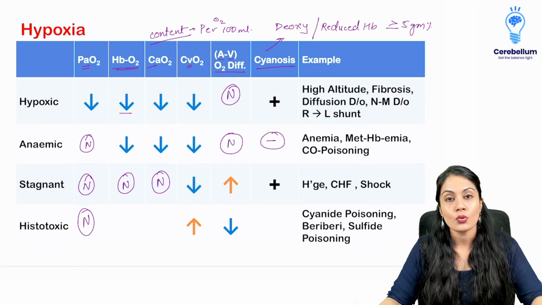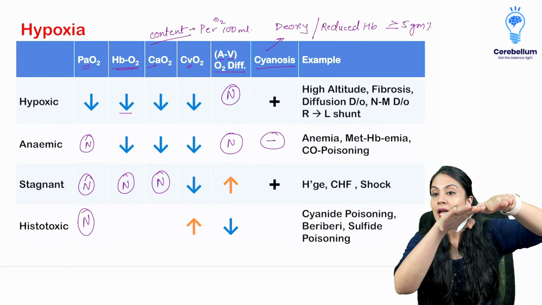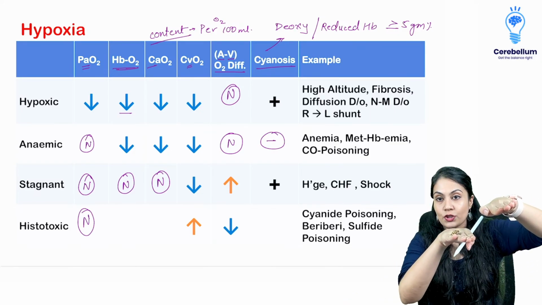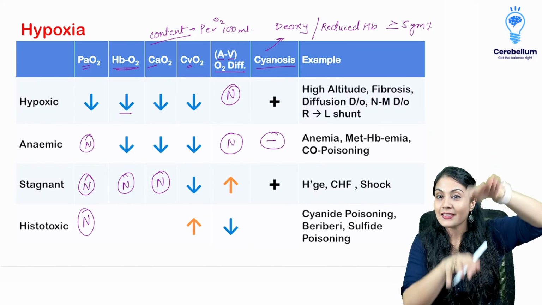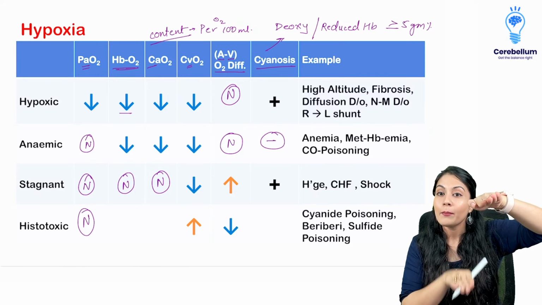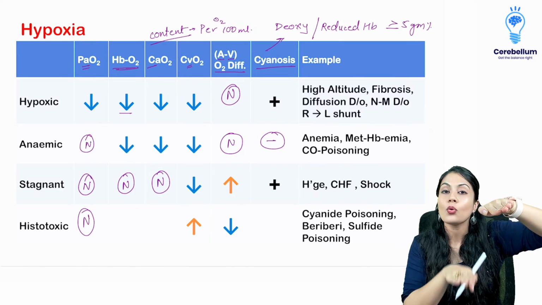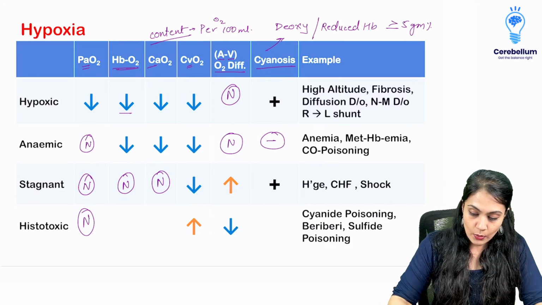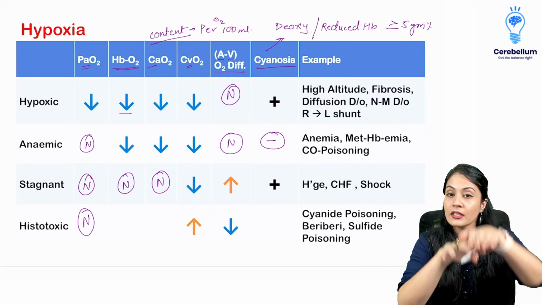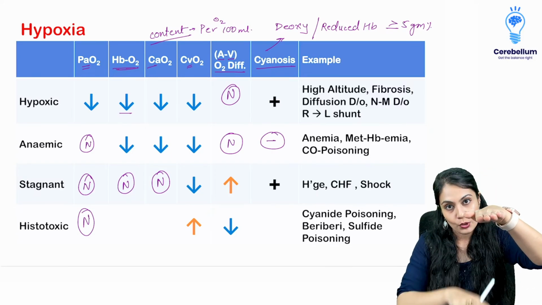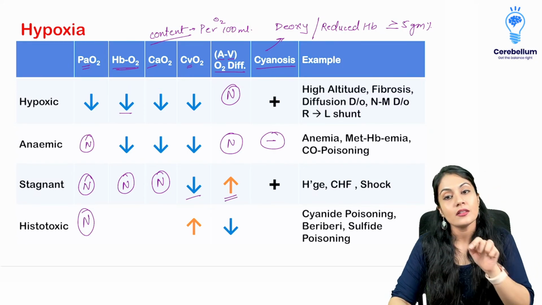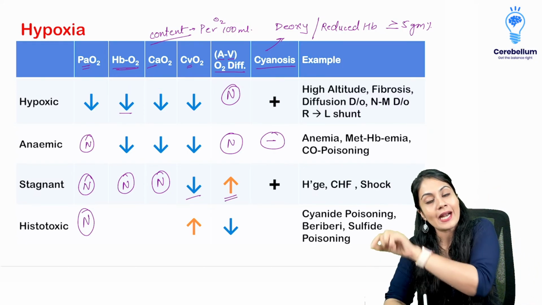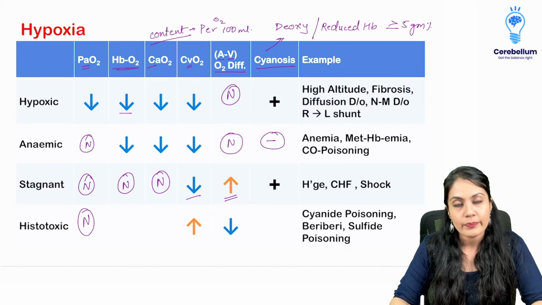If the CvO2 decreases, CaO2 is normal. And let's say CvO2 should be this much, but the CvO2 has been reduced. So what will happen to the difference? The difference is going to increase because only the CvO2 has been reduced. All right. So CvO2 will be reduced, and because of that, the difference between CaO2 and CvO2 is going to increase.